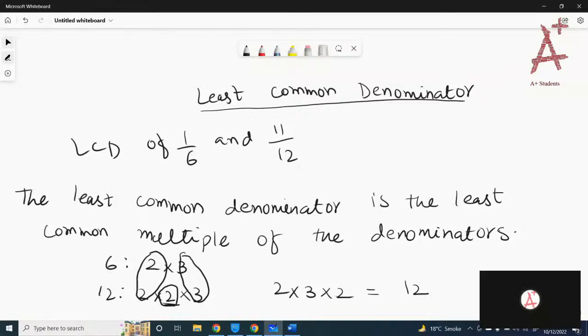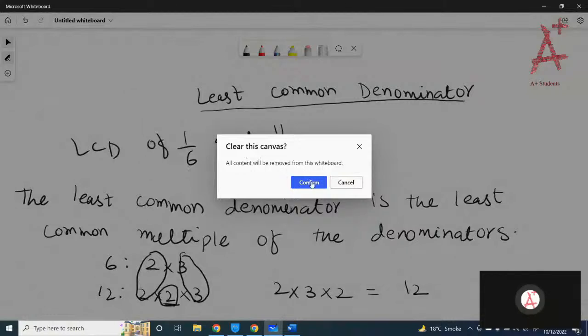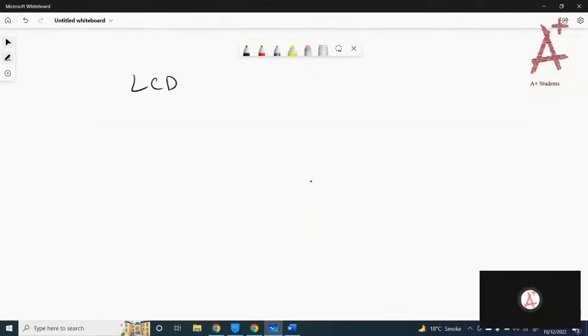This is how you can find the least common denominator of 6 and 12. Got it? Okay, let's do another example. The other example is what is the least common denominator of 5 by 9 and 2 by 3.